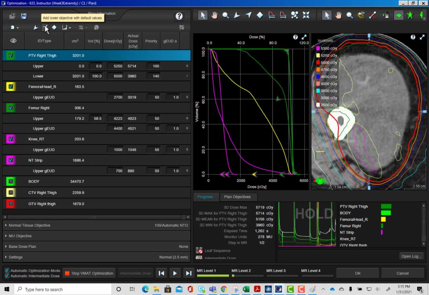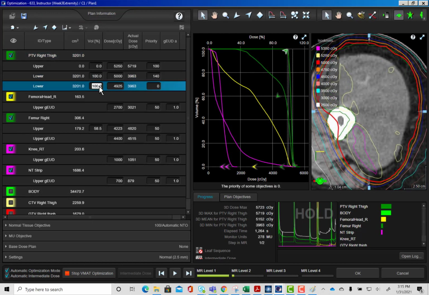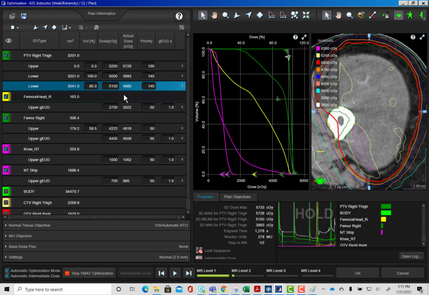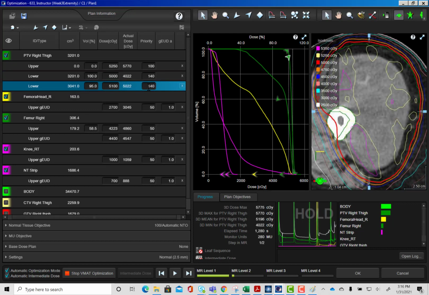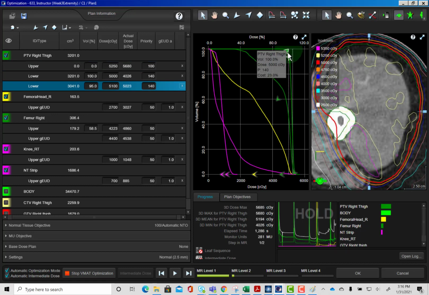I'm also going to add a lower at 95%, since that's what we want, 95% to be covered by our prescription dose, but I'm going to put it slightly over our prescription value. So maybe 5100, and same thing, I'm going to make my priority 140. And what I'm trying to do is just get this upper shoulder, and when I say shoulder, I mean just this curve right here at the top.